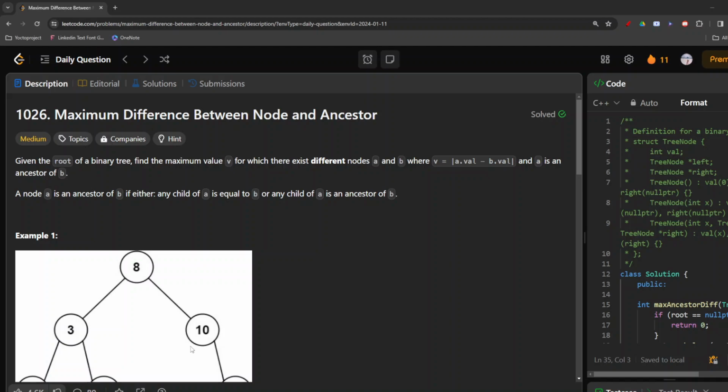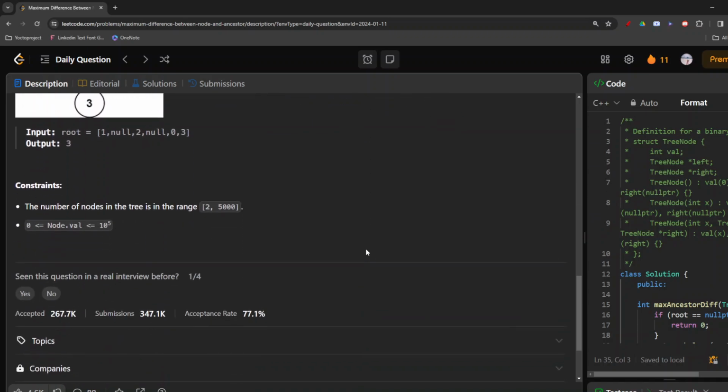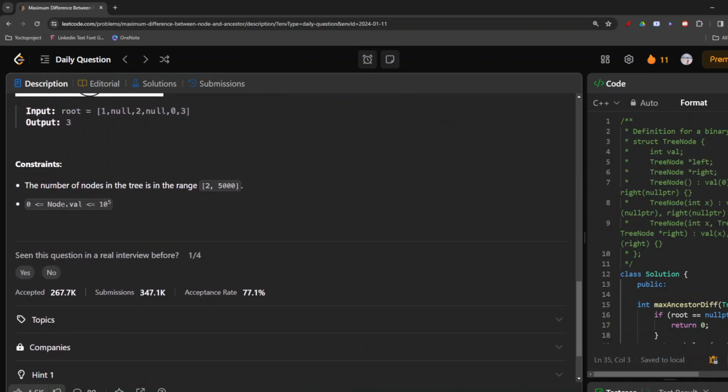So today we are going to do the LeetCode daily challenge, Maximum Difference Between Node and Ancestor. As it is a medium level question, some tricks would be there even in the question, but we can solve it. Now here about the constraints. The number of nodes in the tree is in the range 2 to 5000 and the node value can go up to 10 to the power 5.